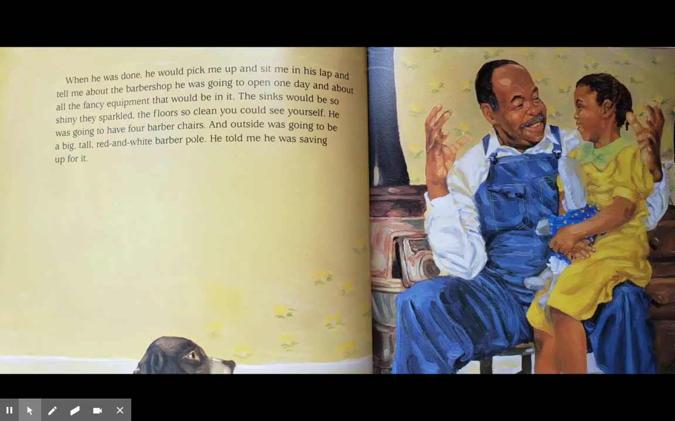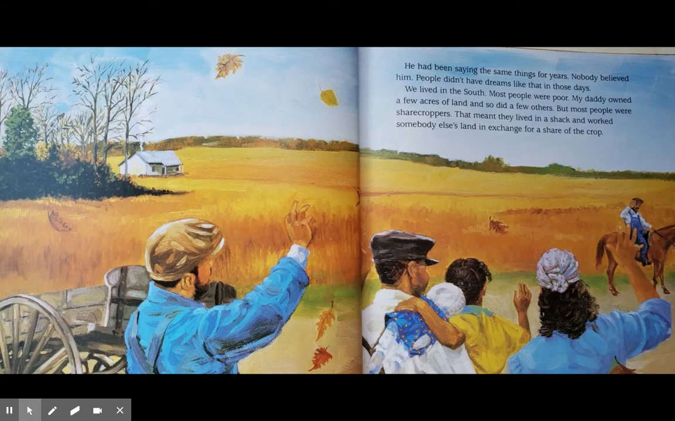When he was done, he would pick me up and sit me in his lap and tell me about the barbershop he was going to open one day and about all the fancy equipment that would be in it. The sinks would be so shiny they sparkled. The floor so clean you could see yourself. He was going to have 4 barber chairs, and outside was going to be a big, tall, red and white barber pole. He told me he was saving up for it. He had been saying the same things for years. Nobody believed him. People didn't have dreams like that in those days. We lived in the South.